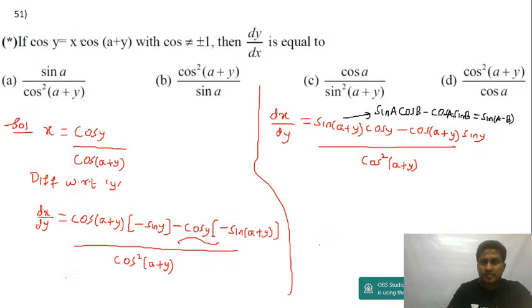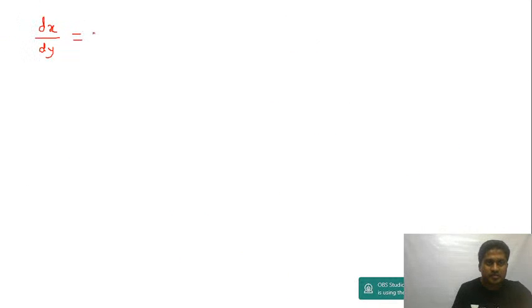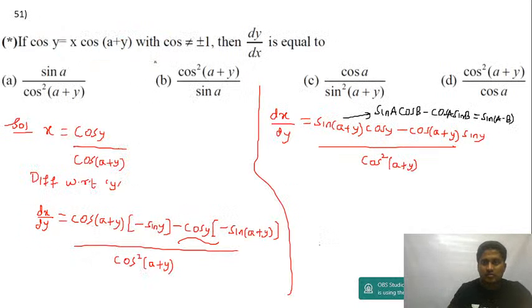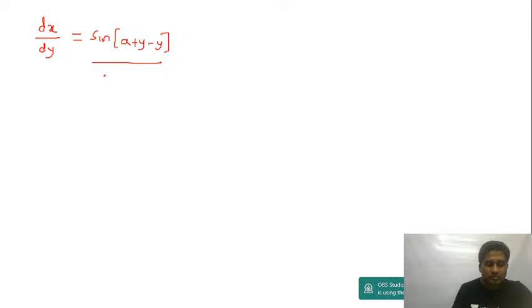dx by dy is equal to sin a cos b minus cos a sin b, which is sin of a minus b. So this will be equal to sin of a plus y minus y. Understand? And the denominator will be equal to cos square of a plus y. I'm going to cancel this y and y.